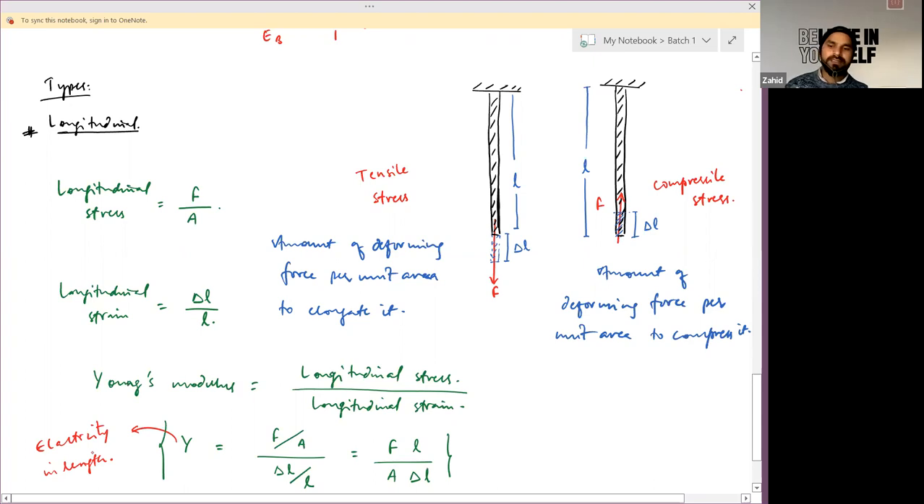And next, since length is defined only for solids, you may be asked whether Young's modulus is defined for liquid or gas. You'll say no, as we can't define a specific length for a fluid. Is it clear?